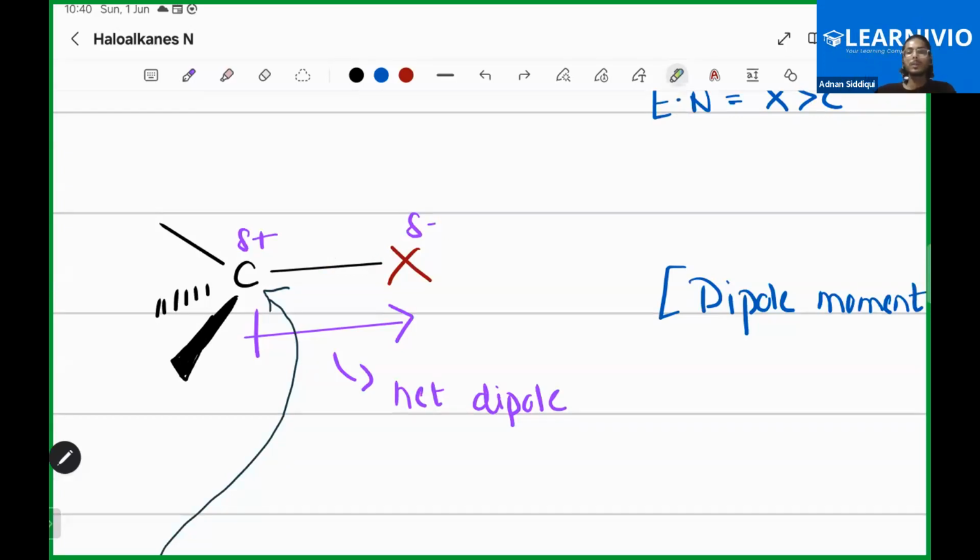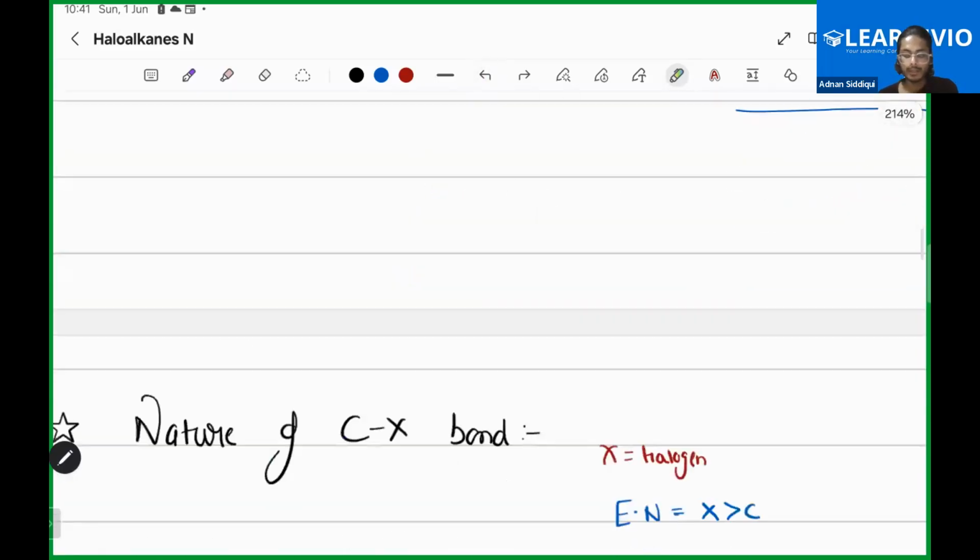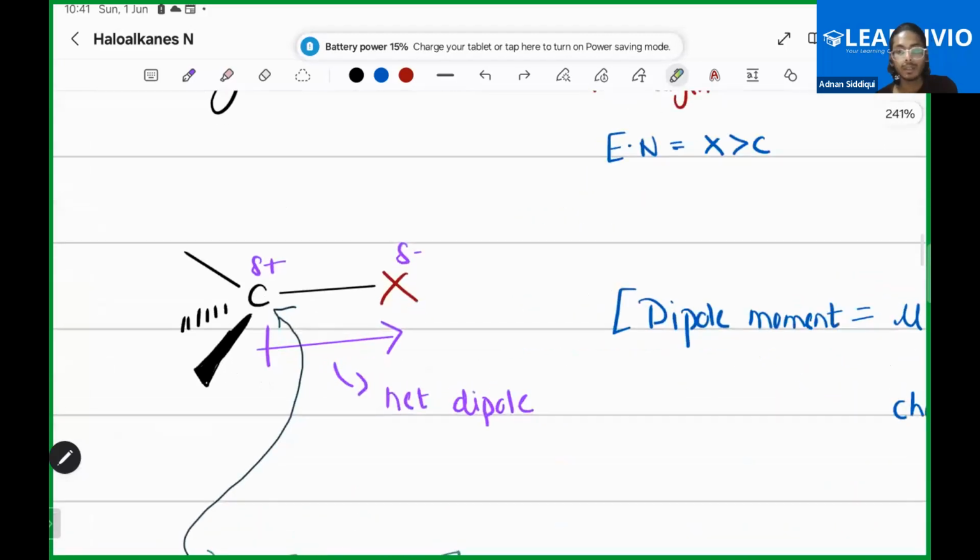The electrons which were supposed to be equally shared, the halogen, due to its electronegative nature, is pulling those electrons towards itself, slightly in its direction. So the electron density is slightly shifted towards halogen, right? Due to it, halogen is bearing this partial negative charge. What is partial negative charge? The partial negative charge is the charge which is due to the electronegative nature.